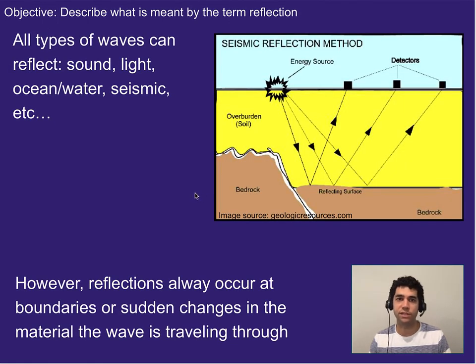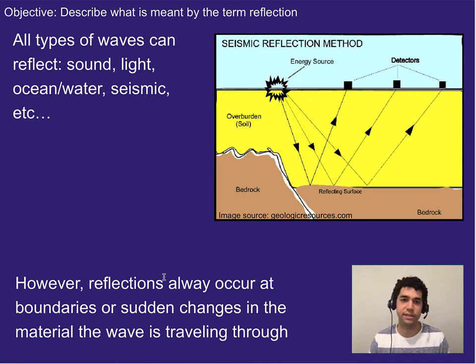Now, all types of waves can reflect: sound, light, ocean water, seismic, etc. So you think about like if there was an earthquake here at the surface, you might see seismic waves travel down and bounce off of some new type of soil down there. So there are different layers of soil. So it might bounce off of the bedrock and then kind of bounce back. That would be a reflection.